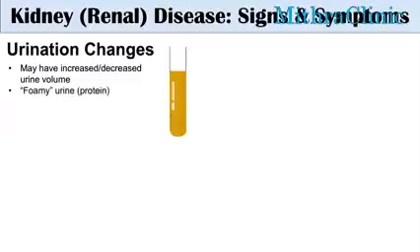Some other disease states of the kidney can lead to foamy urine. This means there may be protein in your urine. And in some cases, there may also be blood in the urine, so hematuria.